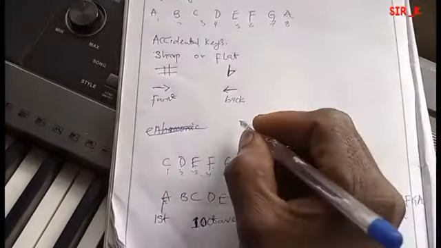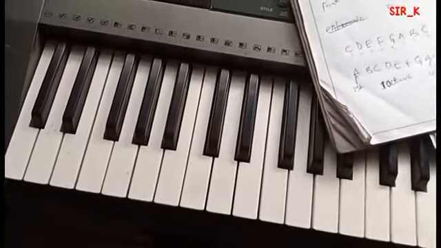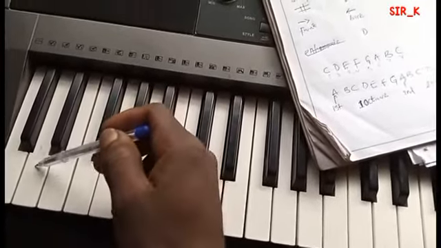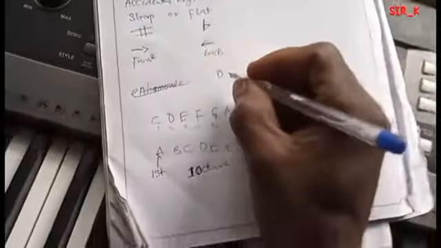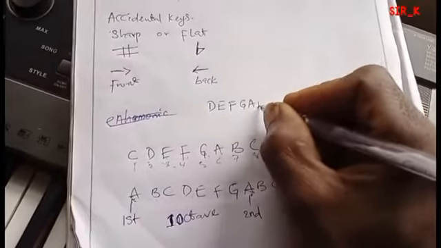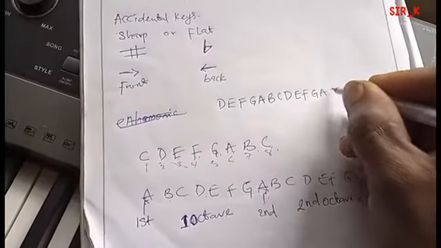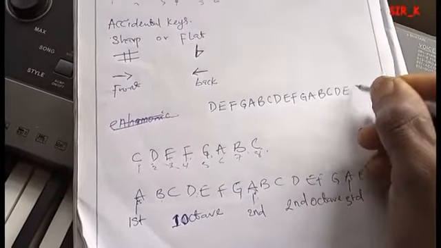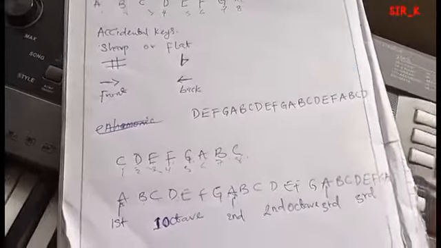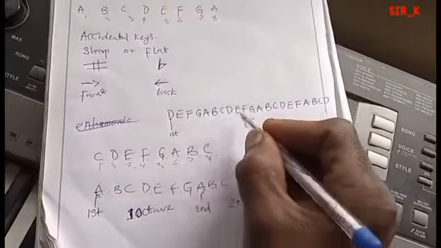Or let me start with D, as for easier identification of the keys, we all know that in between these two, this is D, right? So let me start with D. We have D, E, F, G. Back to A, B, C, D, E, F, G, A, B, C, D, E, F, G, A, B, C, D. Let's stop here.